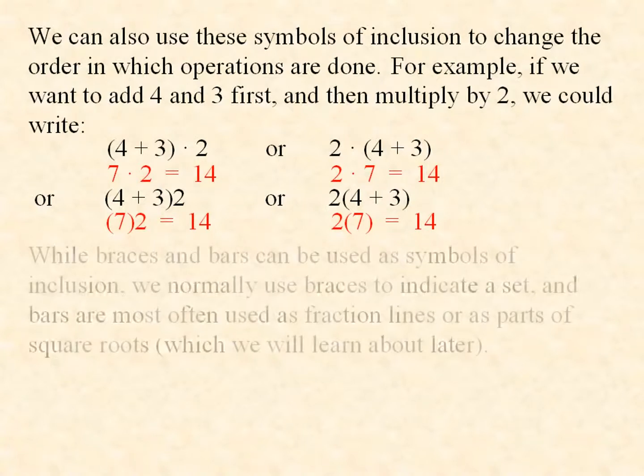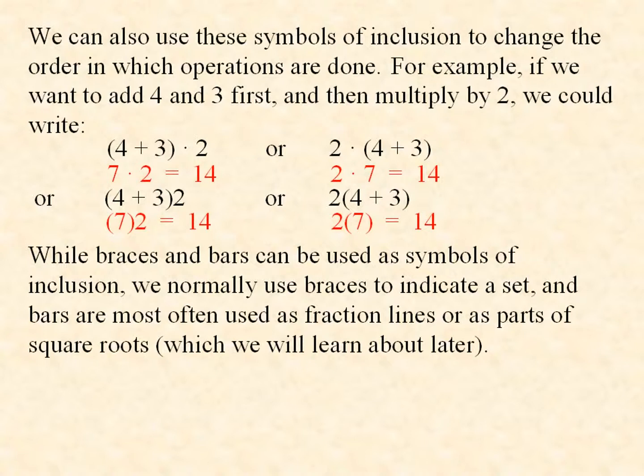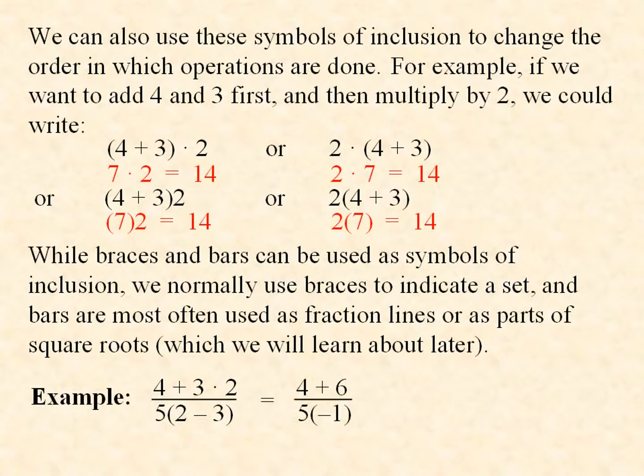While braces and bars can be used as symbols of inclusion, we normally use braces to indicate a set, and bars are most often used as fraction lines or as parts of square roots, which we will learn about later. Here's an example where we use the bar. That tells us we must do the top and the bottom separately. So we get 4 plus 6 over 5 times negative 1, which is 10 over negative 5. 10 divided by negative 5 is negative 2.